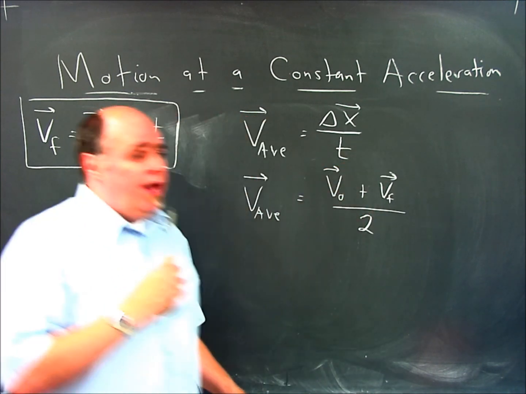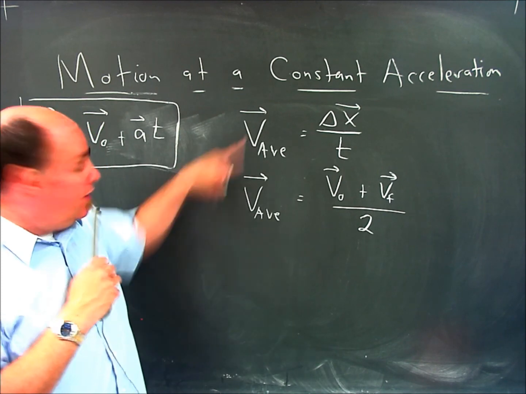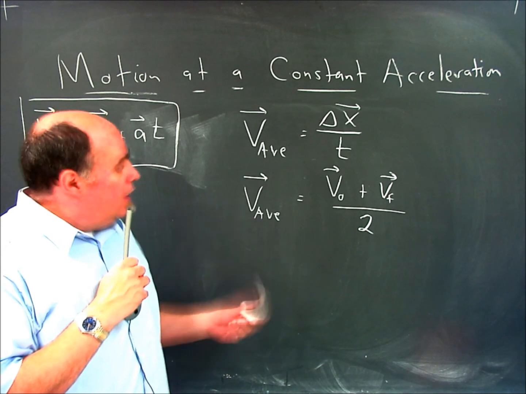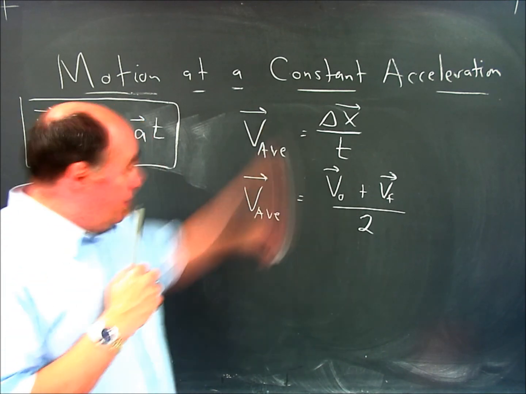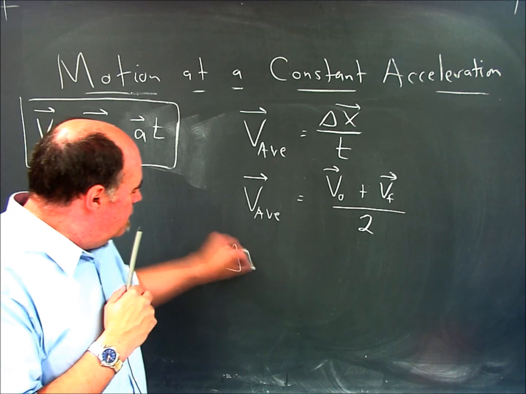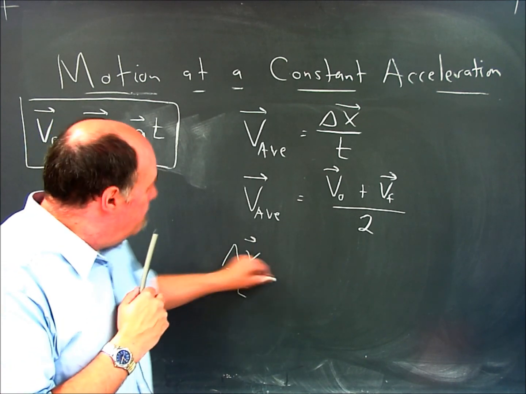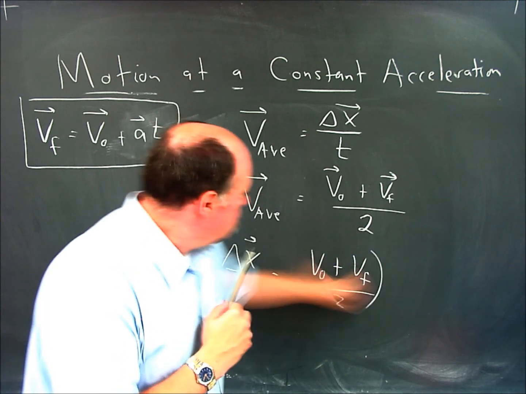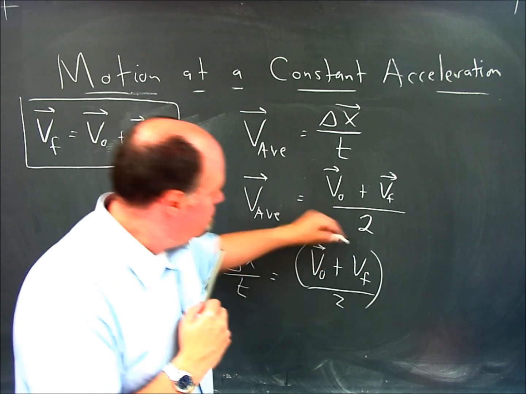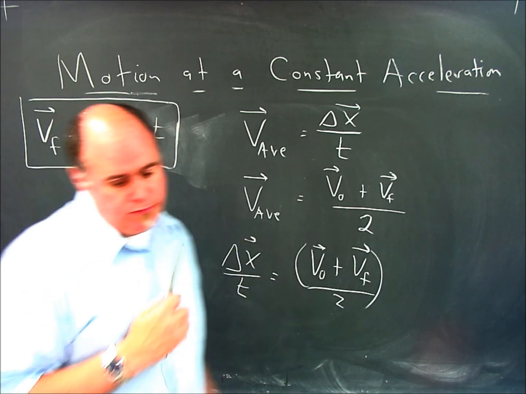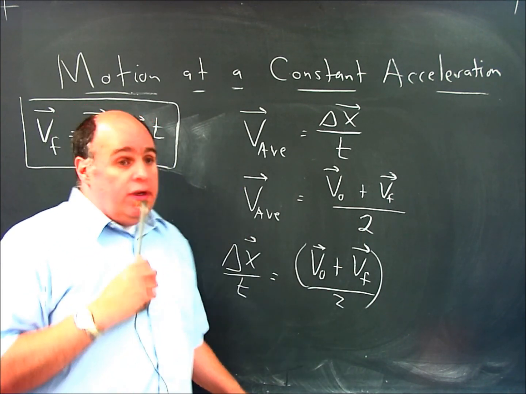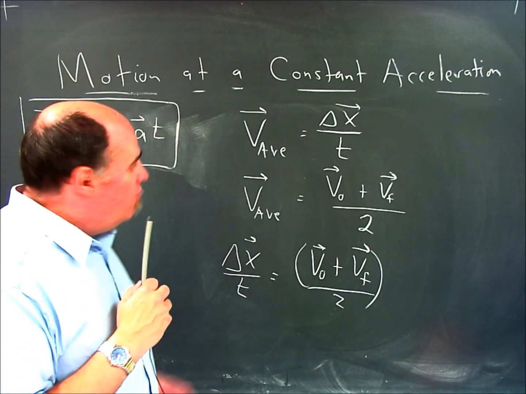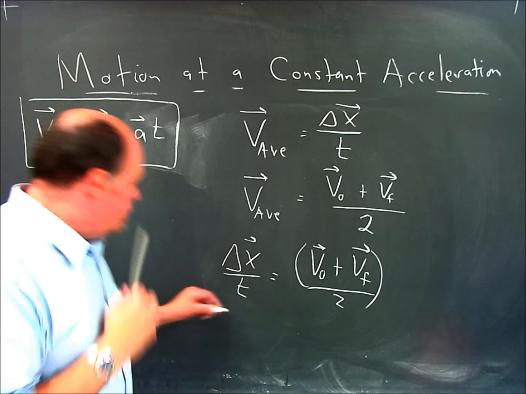Okay? And if I look at these two, since the left-hand side of both equations are equal, I can set the right-hand side of both of these equations to be equal, and then just solve for it. So if I do that, I'll get this. Then I rearrange this and multiply both sides by t, and I could get a formula that will look as such.